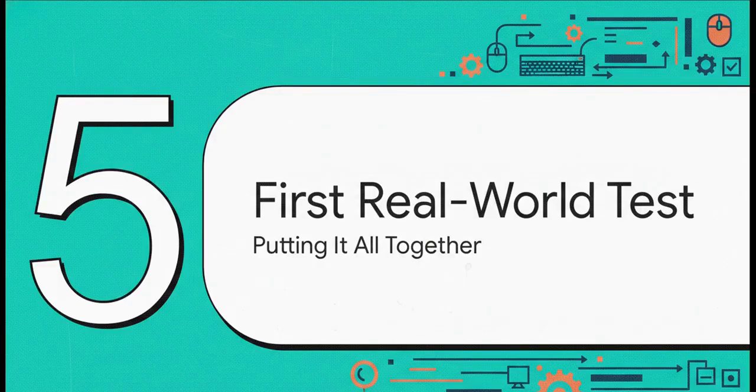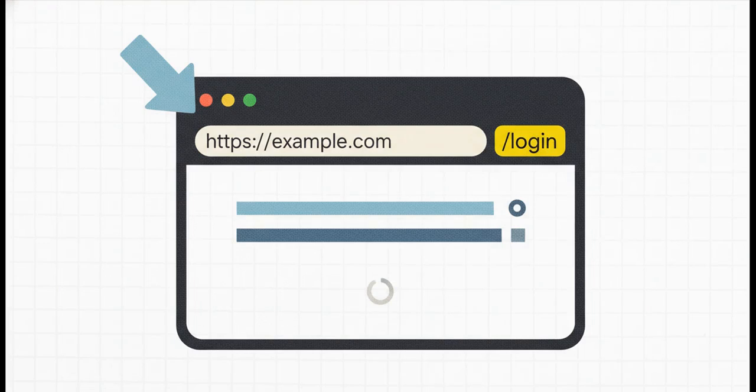Okay, theory is great, but let's see how this actually works. We're going to put all these pieces together, the locators, the actions, and the assertions, to build our very first complete real-world test for a simple login flow. Every test has to start somewhere. So here, cy.visit('/login') tells the browser to navigate to the login page, just as if a user typed that URL in themselves and hit enter.